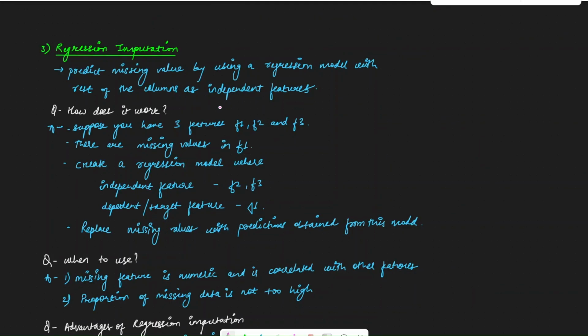The third method in the advanced imputation techniques is regression imputation. In this, we are going to predict the missing values by using a regression model with the rest of the columns as independent features.